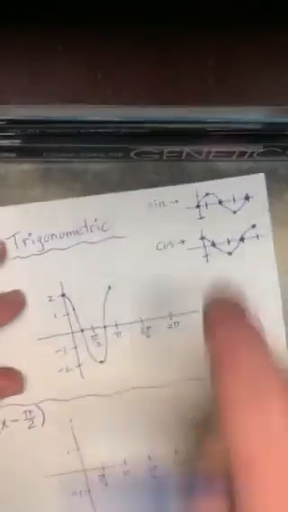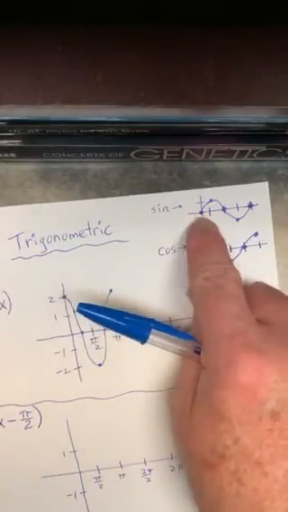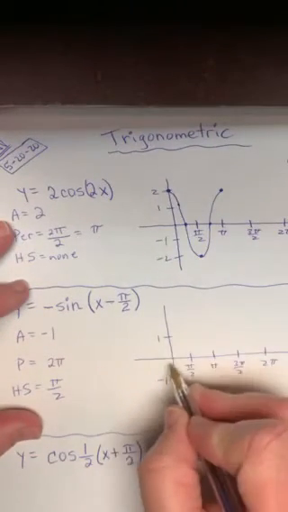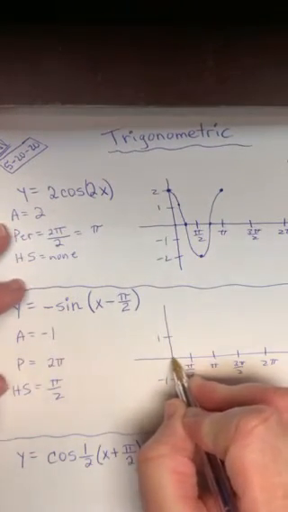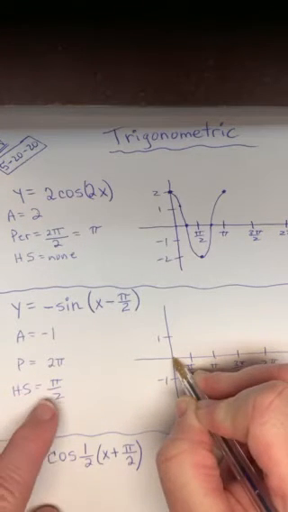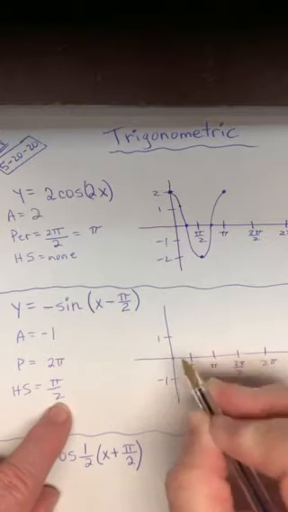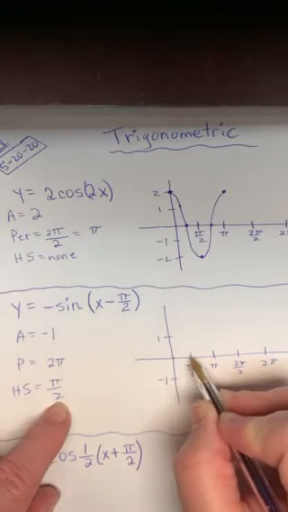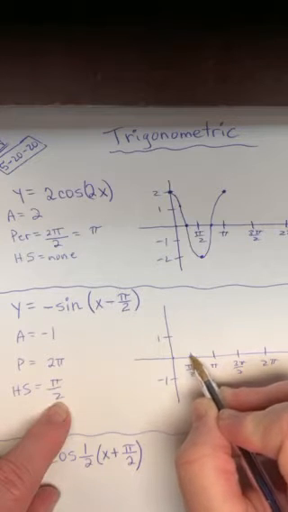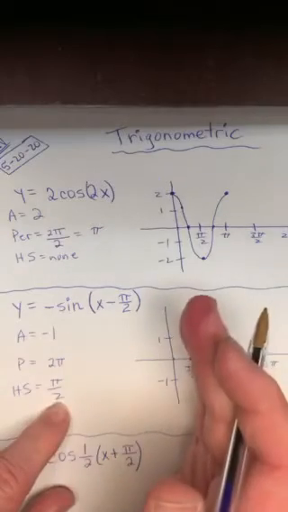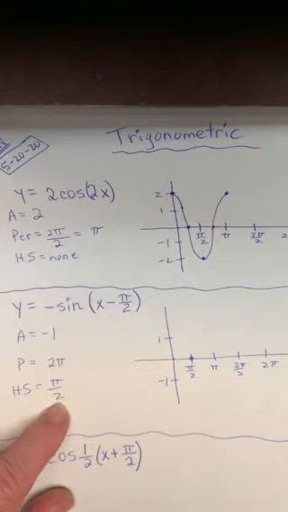So do you agree that a normal sine graph starts on the origin? This sine graph will start on the origin. Boom. But wait a minute. There was a horizontal shift of pi over 2. So instead of putting the dot right on the origin, I'm going to go over pi over 2. And that's where my first dot will be located. Agreed? Because there was a shift horizontally of pi over 2.